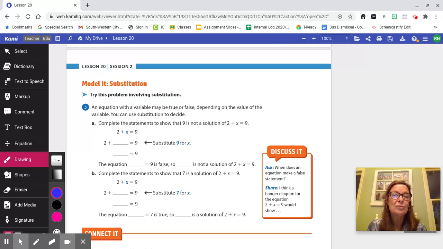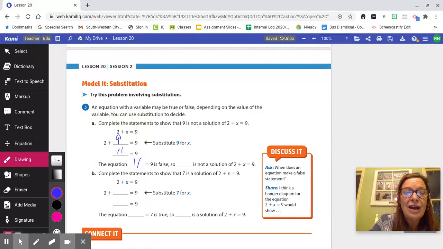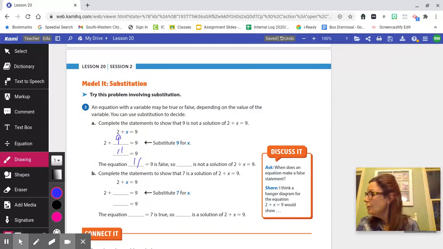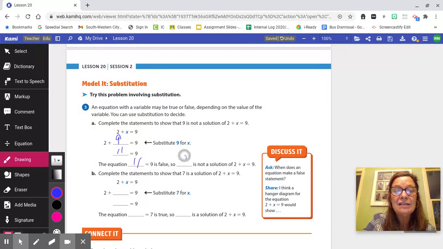So we said 2 plus x equal 9. Then they want us to substitute 9 in place of the x. So I'm going to put 2 plus 9. So I'm looking at this left side of my equation, and that would be 11. The equation 11 equal 9 is false. So 9 is not a solution of 2 plus x equal 9.